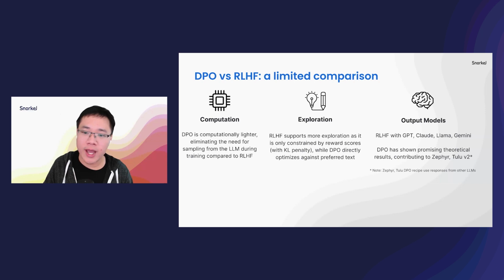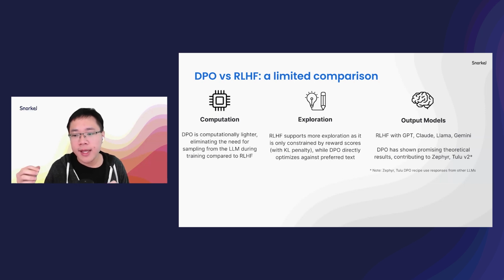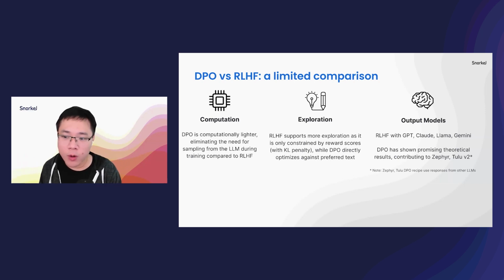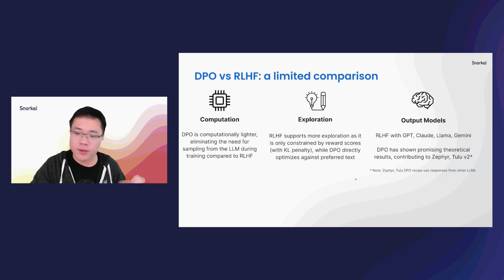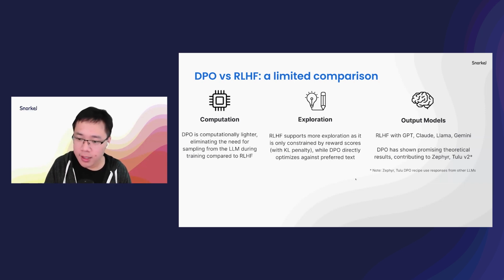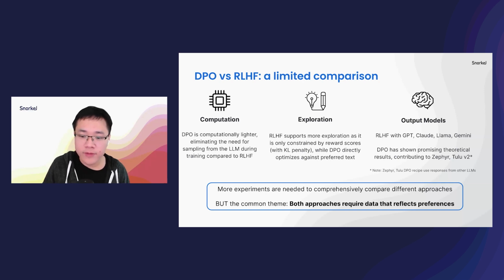For the output models, we have reinforcement learning with GPT, Claude, Llama, and Gemini using the same technique, RSF. And DPO also shows very strong, promising theoretical results, contributing to Zephyr or Tulu. Note these two models, their DPO recipe also uses responses from other language models. That's just a small note. More experiments are needed to comprehensively compare the performance of the different approaches. But a common theme is they both require data that reflects preferences.